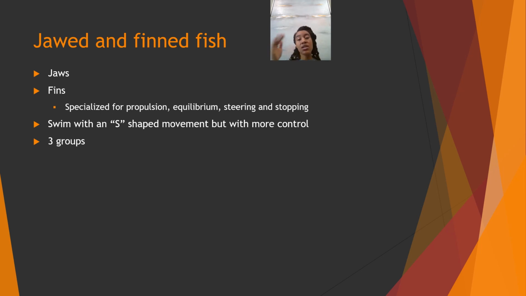They also swim in an S shape like we saw in the jawless finless fish, but they have a lot more control due to all of these fins. They can have more specialized, more controlled movements. There are three groups of jawed finned fish.